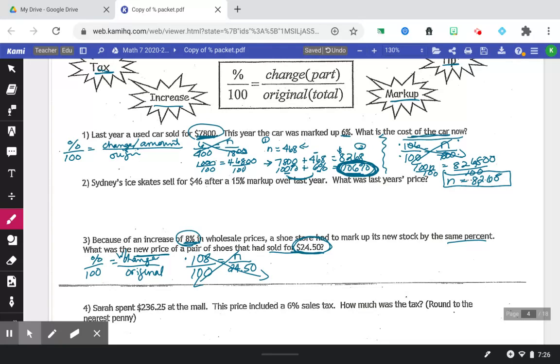And when I multiply across, I get 100N equals 2,646. And then I'm going to divide both sides by 100. And I get my final answer of $26.46. Final cost, okay? And that number is 108% of the original cost, okay?